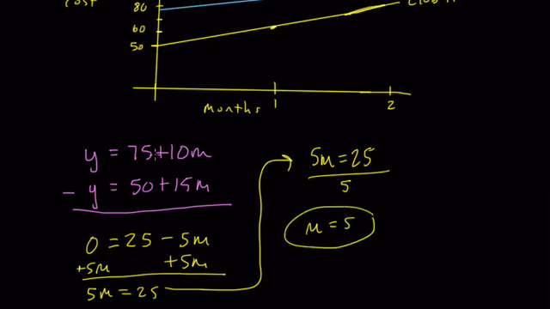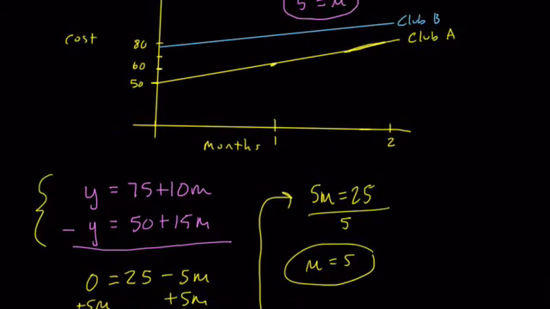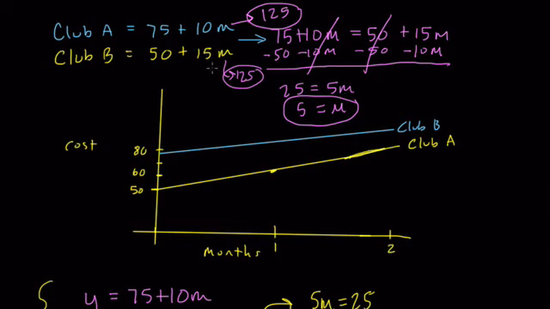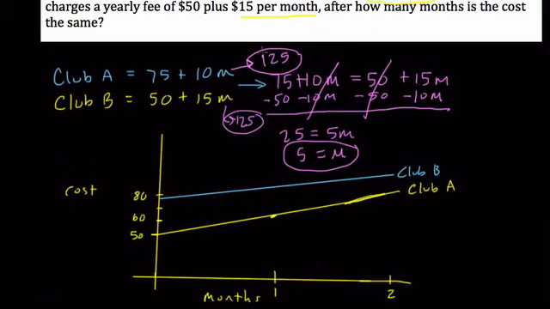So let's just backtrack. You could solve an equation like this by guessing and checking in a table, plugging in a certain number of months and seeing when they're equal. But you can add or subtract both equations like this, and you could graph it, and you can set them equal to each other to find the amount of months. So here I would say 5 is the answer.